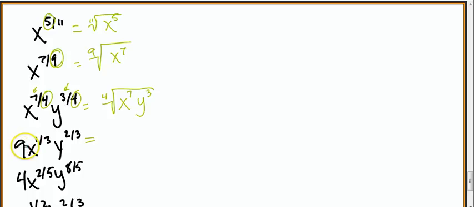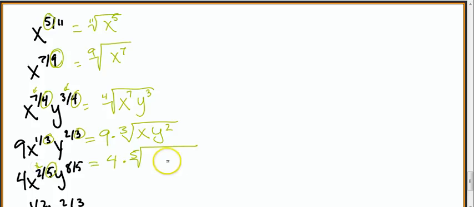Now, 9 here is not raised to a power, so 9 is going to be multiplying my radical. 9, now I'm going to need a cube root here. Cube root of x to the first, so just x, y squared. Okay, over here, 4 is multiplying. All right, we have a 5th root of x squared. Here's my upper number, x squared. And y to the 8th.